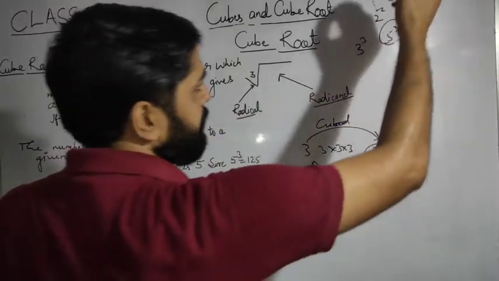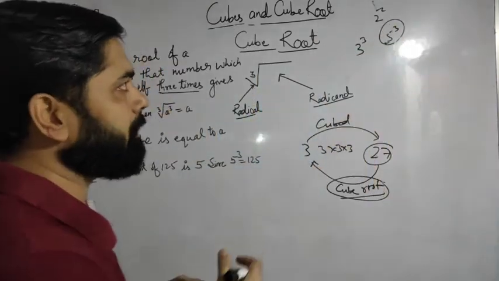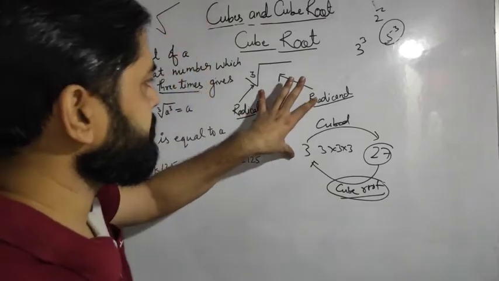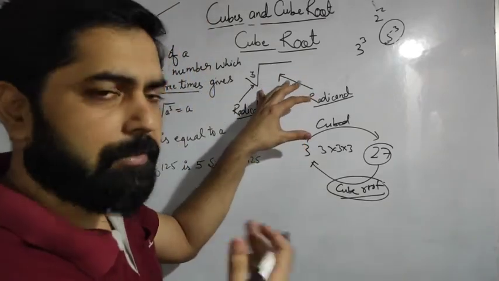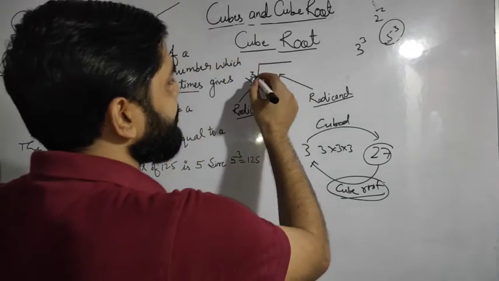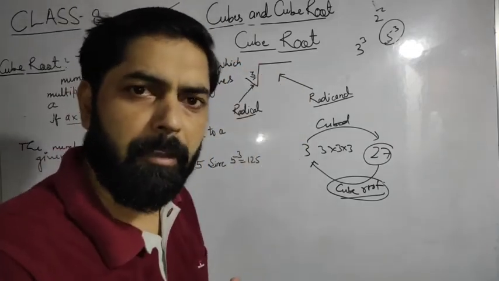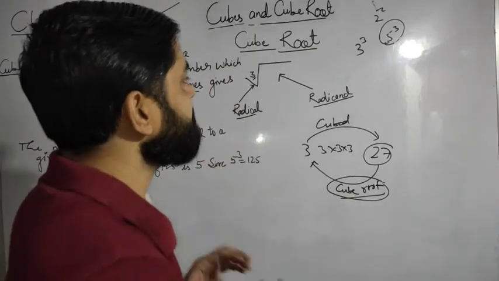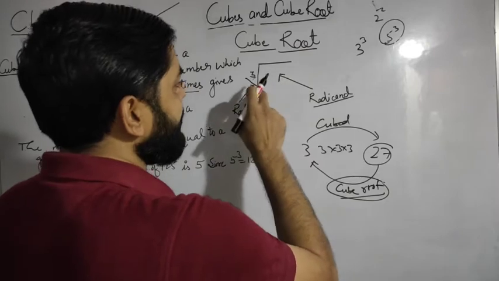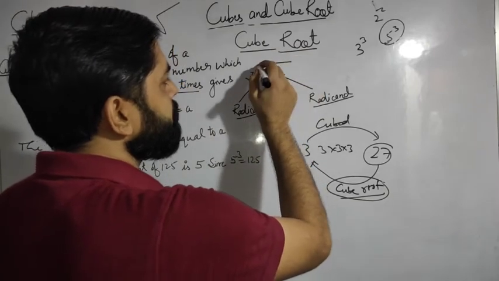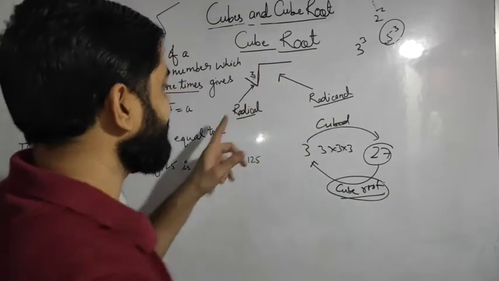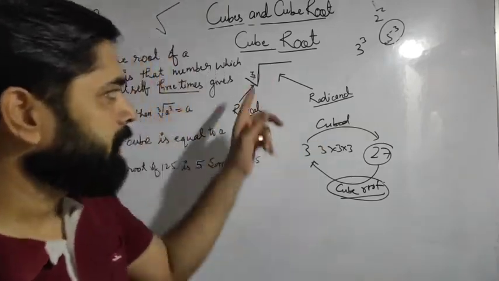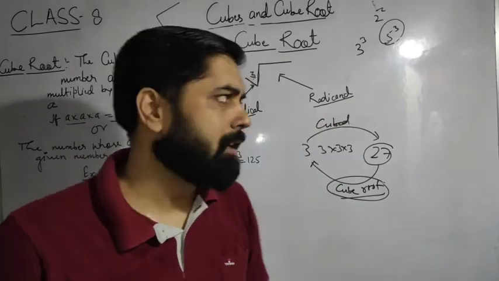In the square root lesson I have explained the symbol of the square root. The same symbol can be applied here, but one thing is different: here the index or power will be 3. There the power was 2, here it will be 3. This symbol is known as a radical, and the number inside this symbol is known as a radicand.